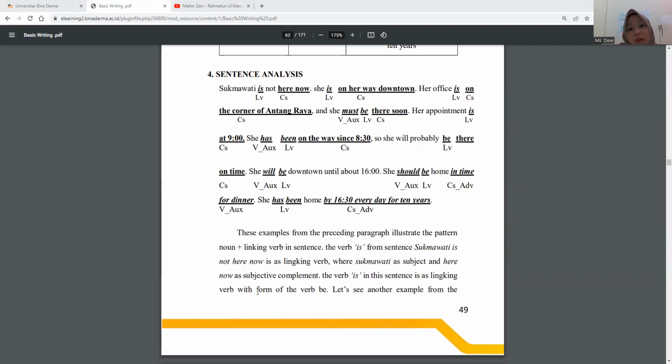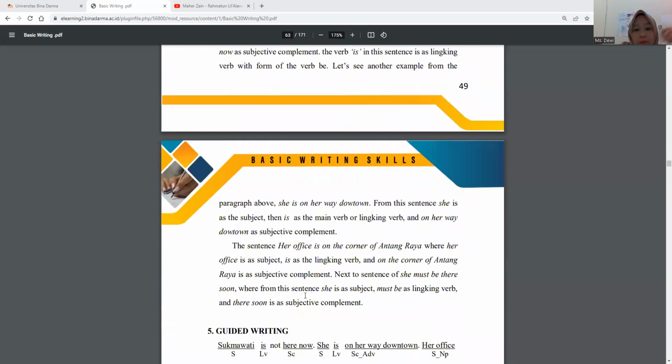now as subjective complement. Okay, jadi fungsi si Sukmawati sebagai subjek dan here now di belakang itu sebagai subjective complement atau dia menjelaskan si subjek. The verb is in the sentence is as linking verb with form of the verb be. Okay, so let's see another example.